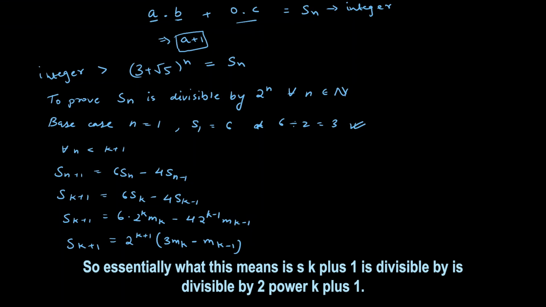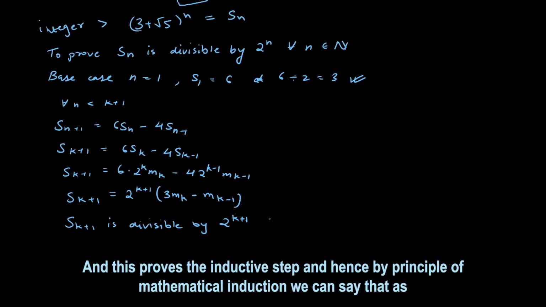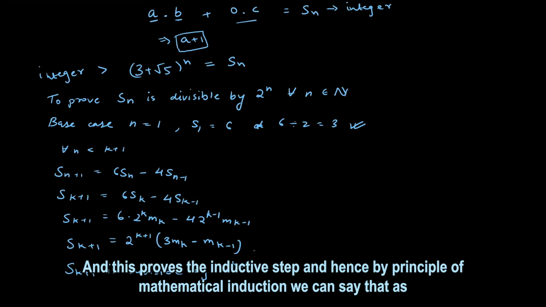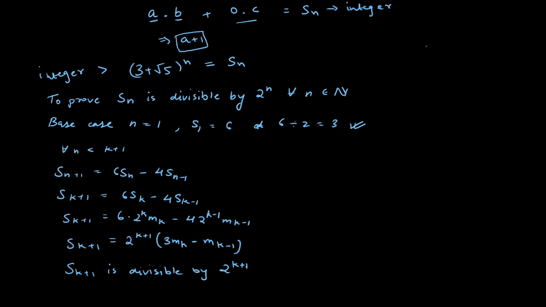So essentially what this means is S(k+1) is divisible by 2 power k plus 1. And this proves the inductive step, and hence by principle of mathematical induction, we can say that Sn is divisible by 2 to the power n for all natural numbers n.